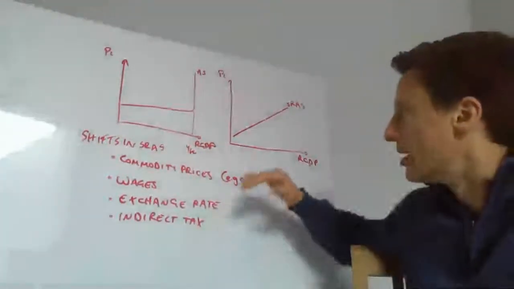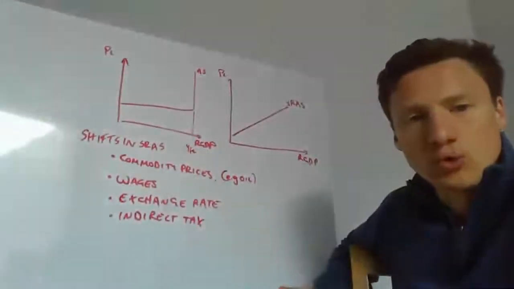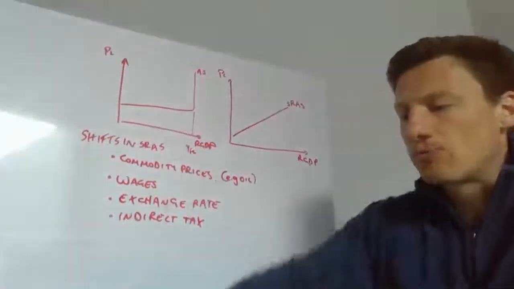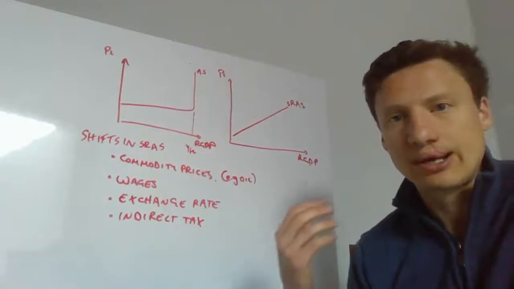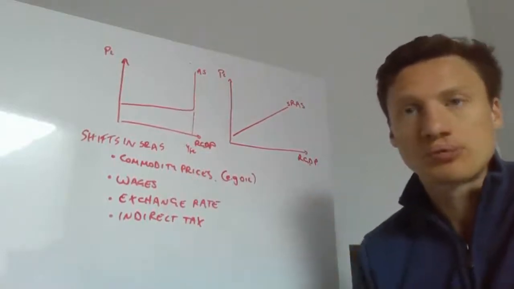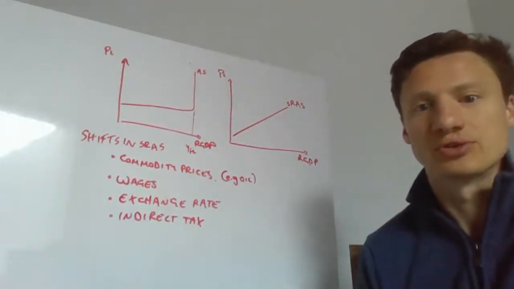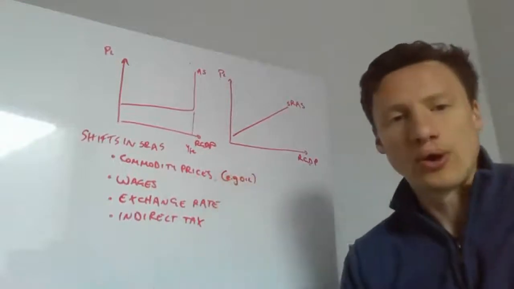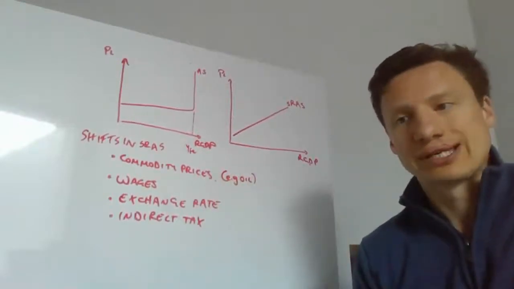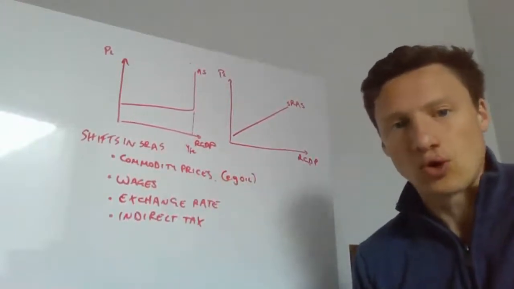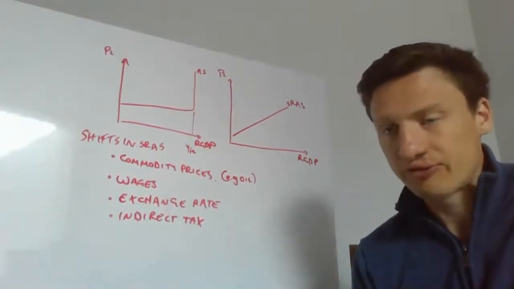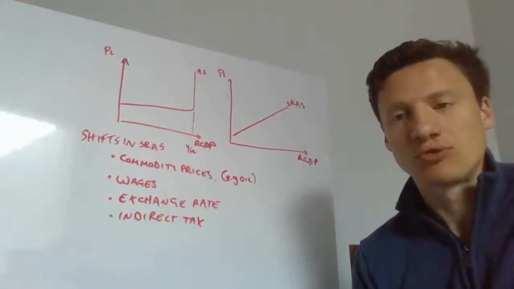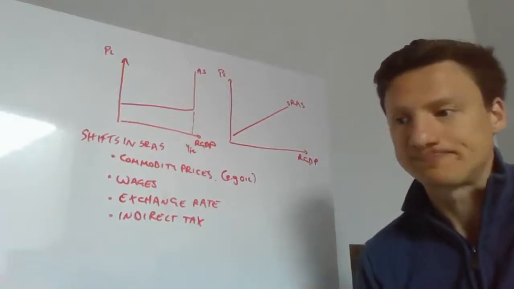Let's go through them. So the first one is just what I would call commodity prices, or prices of things generally that are used in the production process of making lots of secondary goods. So I put here, e.g. oil, but equally we could have things like tin or steel or copper, any of those raw materials that are frequently used in the production of lots of goods and services in the economy.